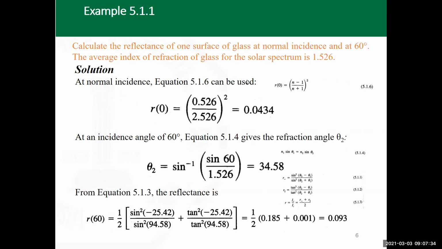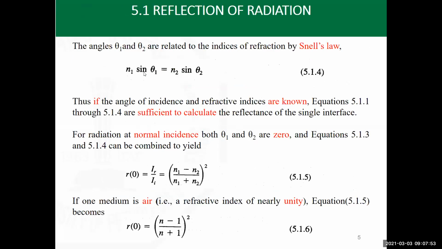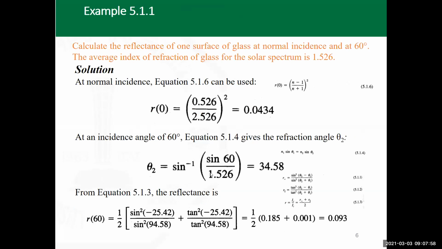So the values here are basically n, which is 1.526, minus 1, so it's 0.526, divided by n plus 1, whole squared. So it gets the value of the reflectance for this case. If the angle is 60, then we can make use of this relation here, which is Snell's law, to calculate the value of theta 2, and theta 2 has been calculated here. Accordingly, knowing theta 1 and theta 2, we substitute.